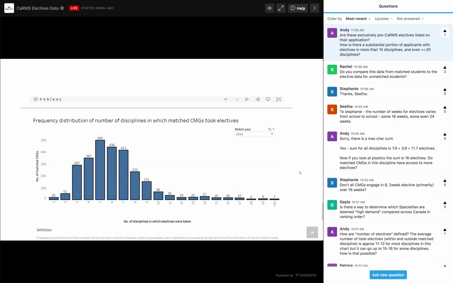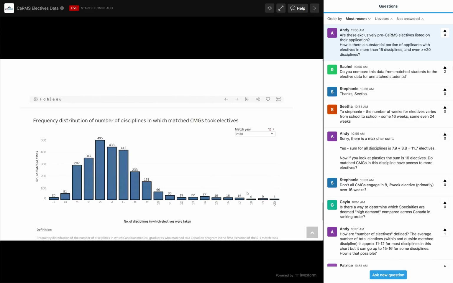If your eyes are focused on the patterns, what I would highlight is a change in a few of the categories. You'll see a shift to the right, which is what you would expect, given that the trend overall has been upwards, as we saw from the line graph earlier. But notably, between 2013 and 2018, the number of matched Canadian medical graduates who took electives in two disciplines only has declined by 52%. So that number is down by half. The numbers taking electives in 3 and 4 disciplines has declined by 24 and 27% respectively.